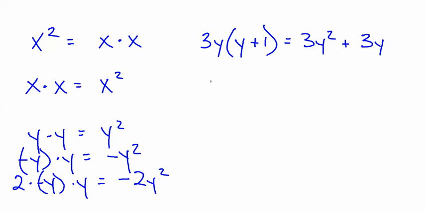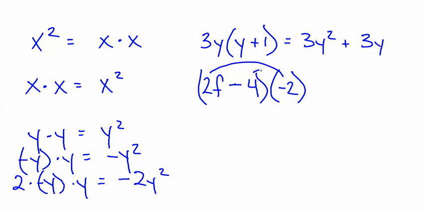All right, now, how about if this happens? How about 2f minus 4, and the number that you're distributing is on the back? Now look, all that means is 2f times negative 2, and it means negative 4 times negative 2. You're still going to distribute. It's still parentheses next to parentheses. So 2f times negative 2 is negative 4f. And negative 4 times negative 2 is positive 8.